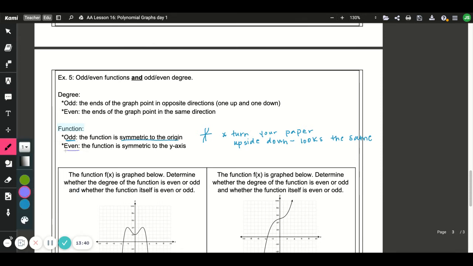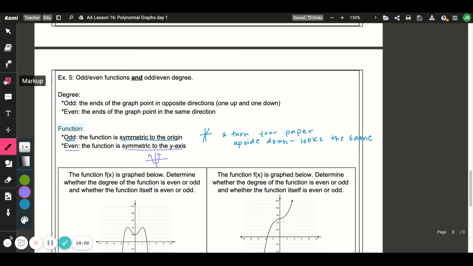An even function is symmetric to the y-axis. So remember, the y-axis is up and down. If it's symmetric to the y-axis, then you'd be able to fold your piece of paper in half along the y-axis, and both of these two sides would match. Okay, so that's odd or even for a function.